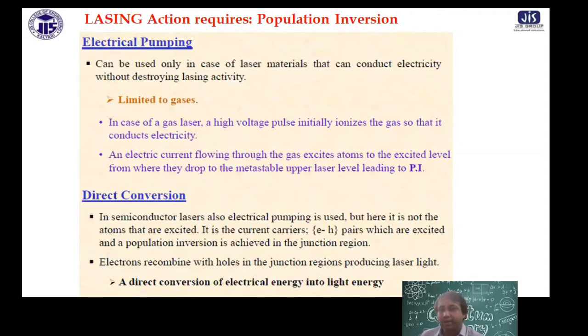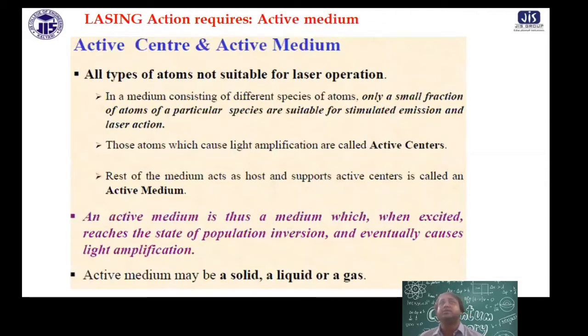So here I get the light by electron hole recombination at the junction. Obviously, you can create the inversion of population, that is, more atoms in the excited state compared to the ground state, through pumping. Now, again from the excited state, they will come down to the metastable state.